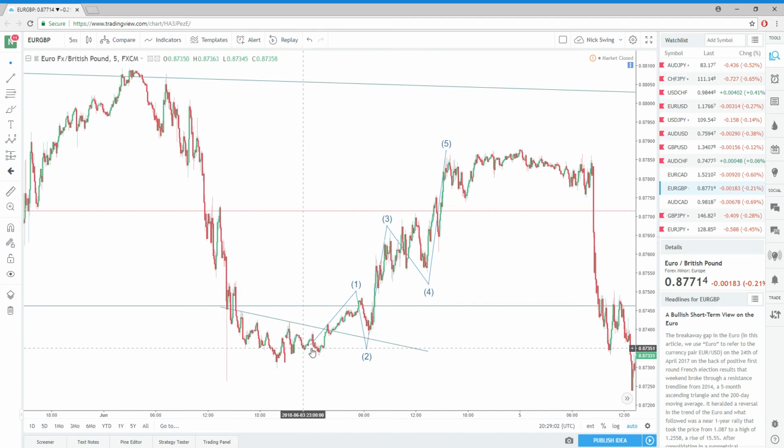So you can see, here's my range. I see a pulse outward and a pullback, 1 and 2. A further pulse outward, 3 and 4. And then a pulse even higher to wave 5 before you see divergence.